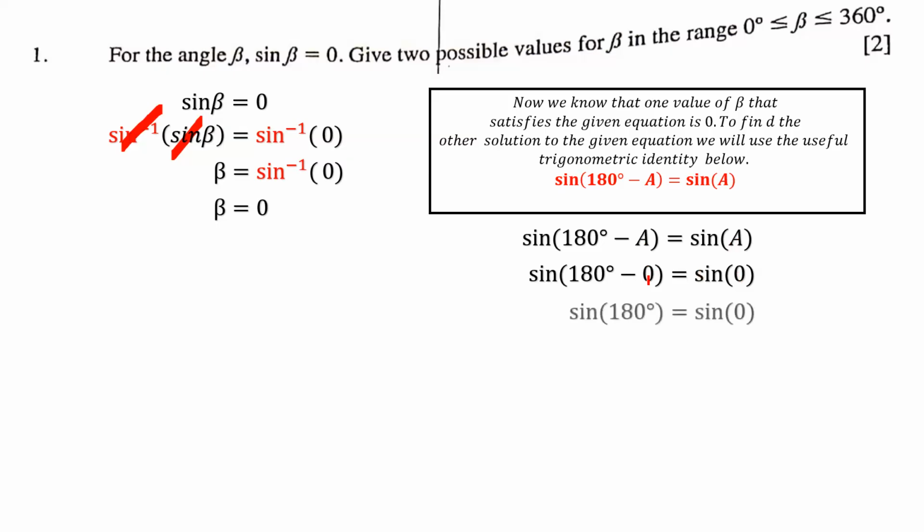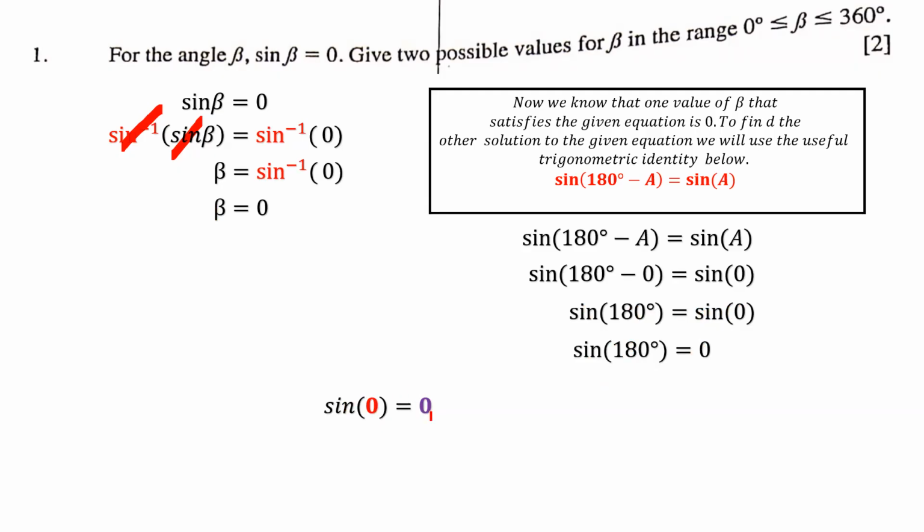And so what it's saying is that sine of 180 degrees, because 180 minus 0 is just 180, equals sine of 0. Now, what is sine of 0? If you put sine of 0 in your calculator, you get that sine of 0 is 0. So what that means is that sine of 180 degrees is 0. And so that means that the other beta value that we could use is 180 degrees. So what do we know so far? Based on this one, we know that sine of 0 is 0.